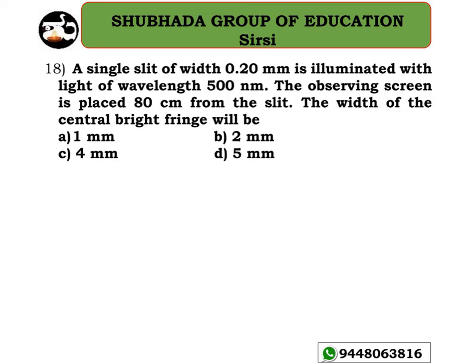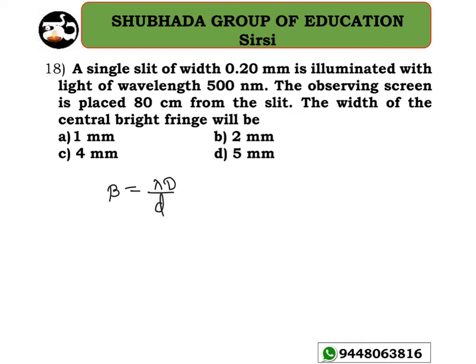The next problem says a single slit of width 0.20 millimeter is illuminated with a light of wavelength 500 nanometer. The observing screen is placed 80 centimeter from the slit. The width of the central bright fringe will be, is the question here. I hope that this is a simple problem. So as you know that beta equal to lambda D divided by d.